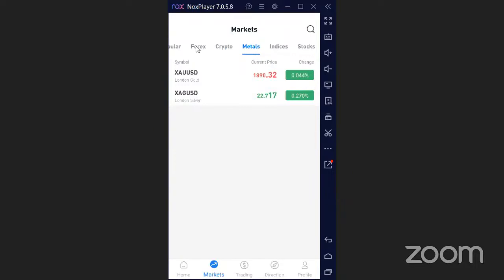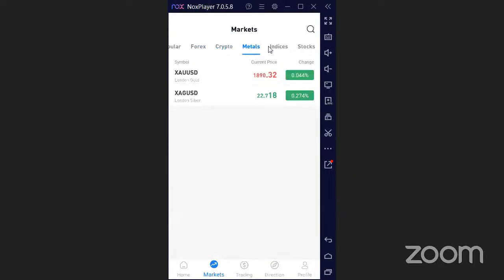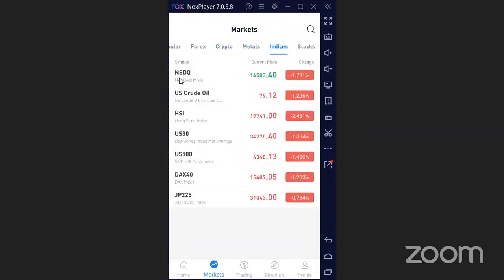For the forex pair, we only have the currency pairs under forex. The cryptocurrencies are under crypto here. Then the gold is under metals, then we have the indices. This is Nasdaq 100. We have the US crude oil, then we have the US 30, which is Dow Jones 30, as most people call it. Then we have the SP 500. Those are USA assets, USA companies.